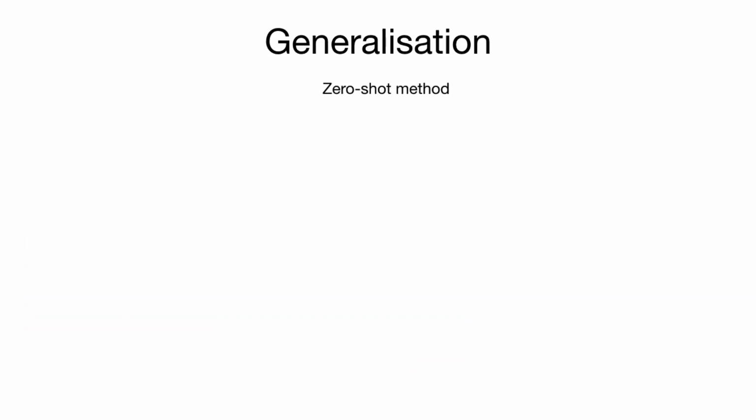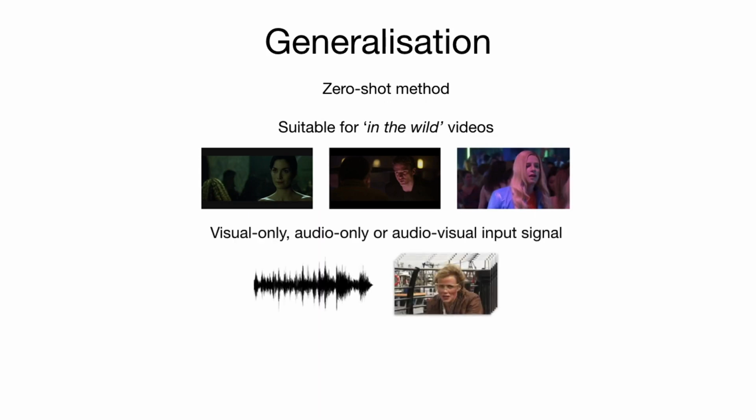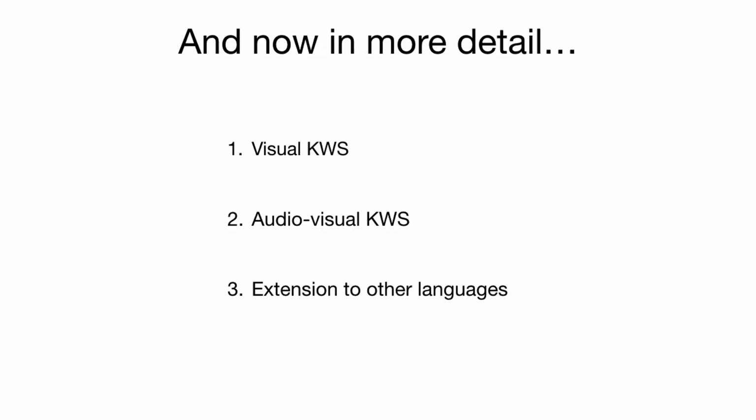Our method is zero-shot, meaning our model can be used to spot words that are unseen during training and specified by a user at test time. It can be applied for in-the-wild videos and can take as input either a visual-only, audio-only, or audio-visual signal. Our model can also generalize to languages beyond English, specifically to French and German. Now we will go into more detail on the following three topics.